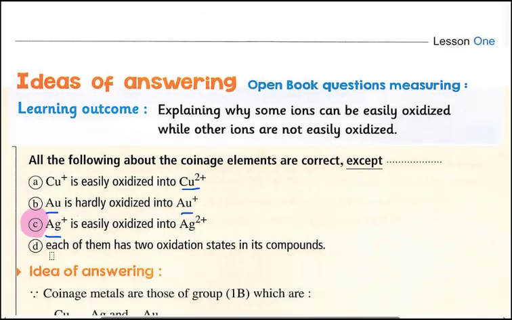Okay, so silver is easily oxidized into silver positive 2? No, silver is hardly oxidized into silver positive 2.